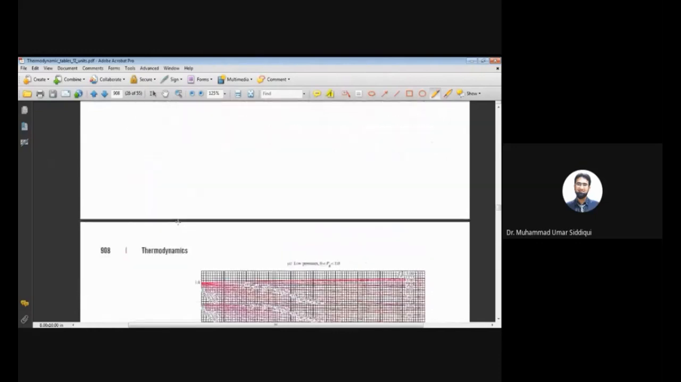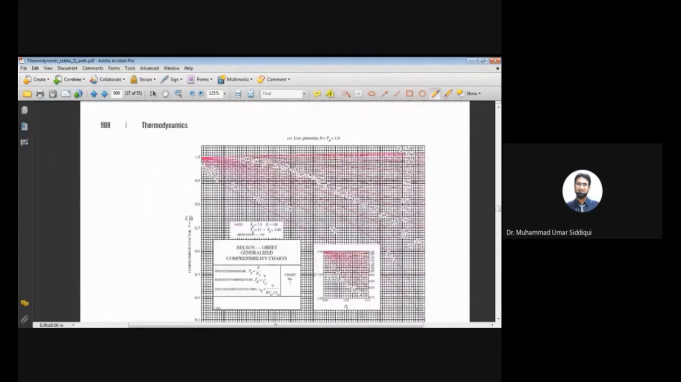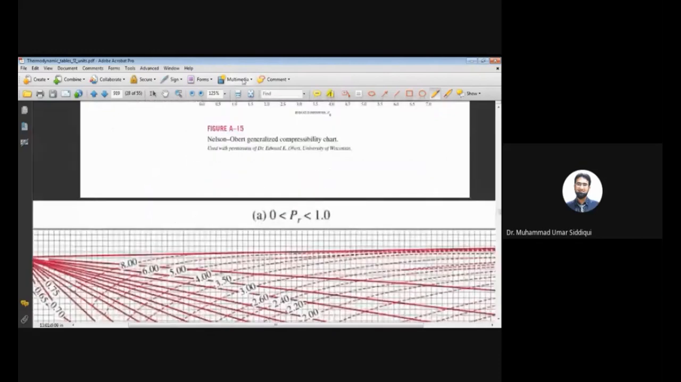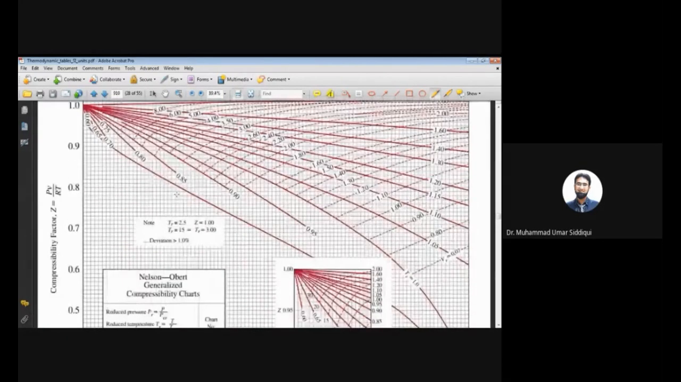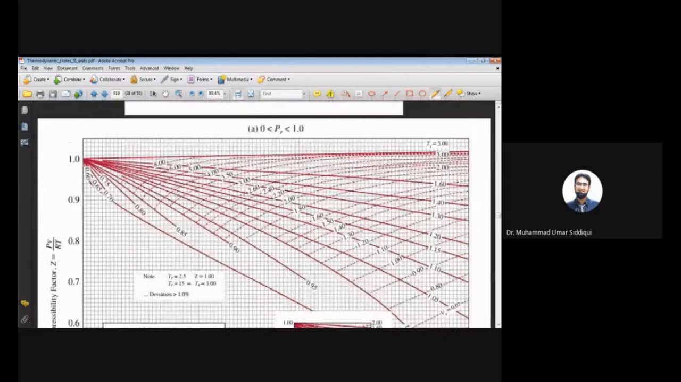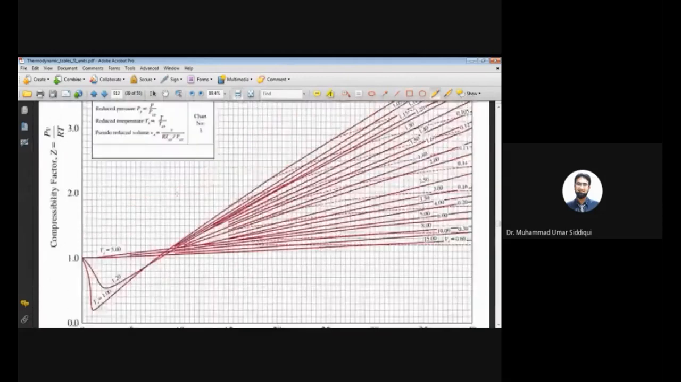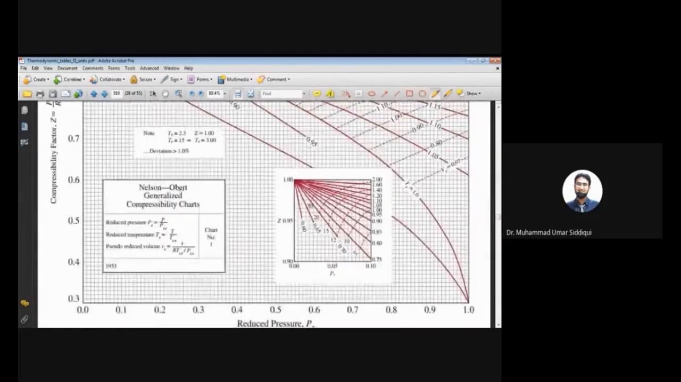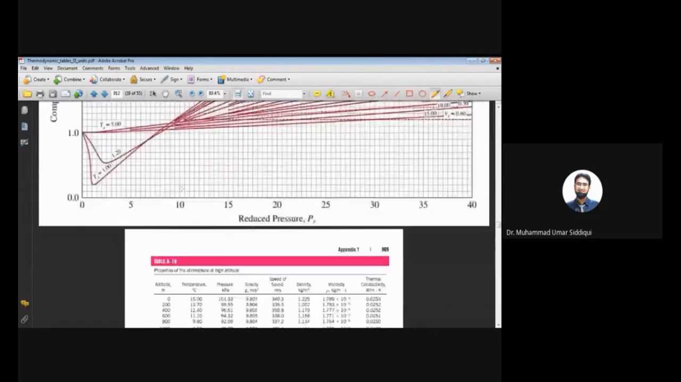Then we have a P-h diagram. We are not going to focus on that. Then we have the Nelson-Obert charts. But if you see here, these charts are so small, it's really hard to get the values from them. So I have provided the bigger version of these charts. These are the bigger and good version of the charts. Nelson-Obert chart, compressibility factor. This is chart 1, this is chart 2, this is chart 3. So 3 charts are provided to you. We're going to discuss them later in this chapter, inshallah.